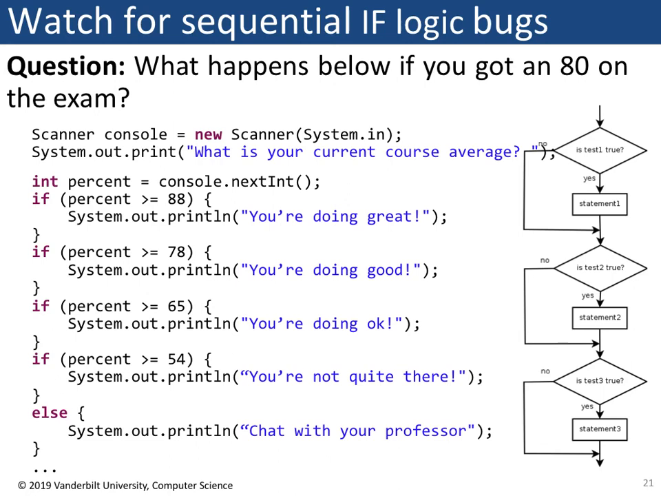So the issue here is what the programmer intended to happen was for only one of these statements to get printed out. However, the way that it is coded, it will print out, you're doing good, you're doing okay, you're not quite there. They won't print out chat with your professor for a grade of 80, however, though. So that they did get that somewhat correct.